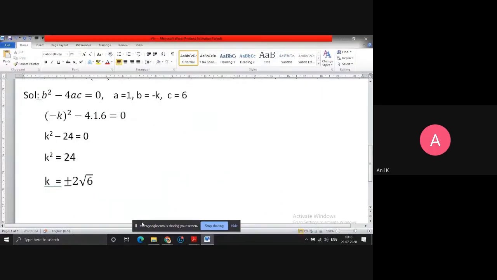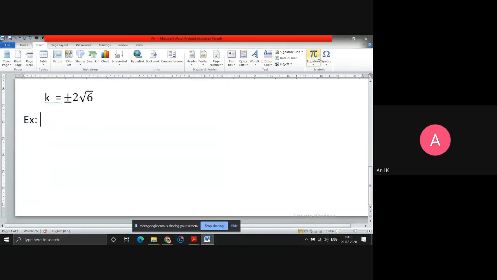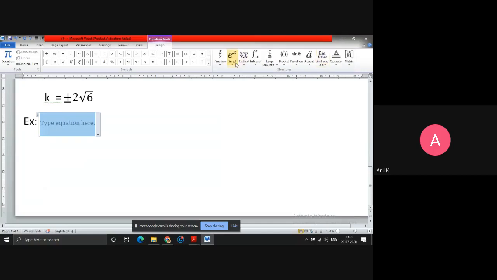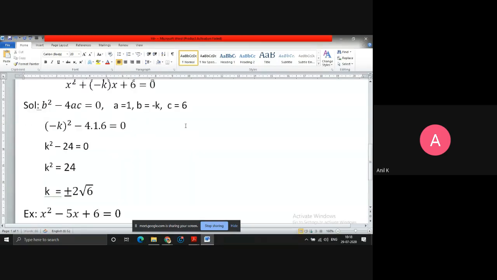Okay. Now let me take another example. For example, if I take the same equation, let me insert the equation here, which is x square minus 5x plus 6 is equals to 0. We already solved this example. And I give the condition, okay, find the value of x. That is our question.